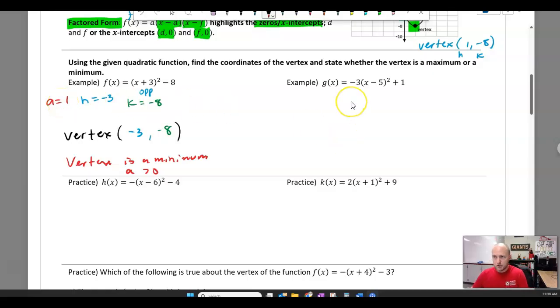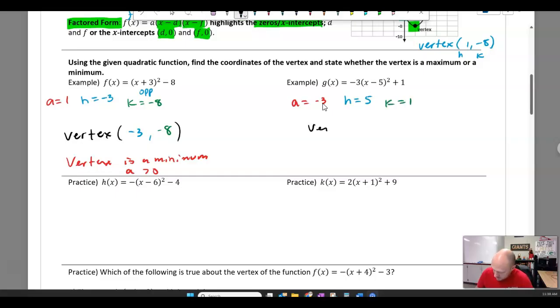Let's look at example 2. Example 2, my a value is -3. So that means I'm going to have reflection. Now my vertex is going to be a maximum because that's less than 0. So I'll write that here in a second. H value is a positive 5. Again, it's always the opposite. And K here is 1.